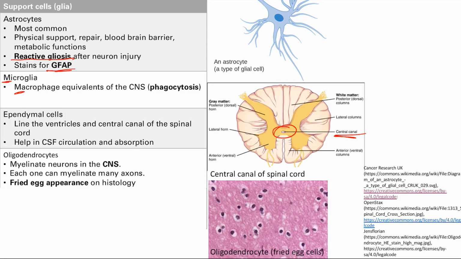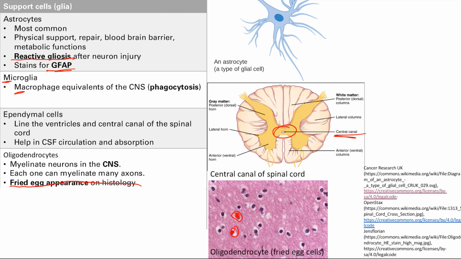Next is the oligodendrocytes. These myelate neurons in the CNS. Each one can myelate many axons, and they have a fried egg appearance on histology. So you can see here, here's the whole egg, and here's the egg yolk. Right there again, a whole egg, egg yolk. So the fried egg appearance, you're going to see this a lot too, so remember that.